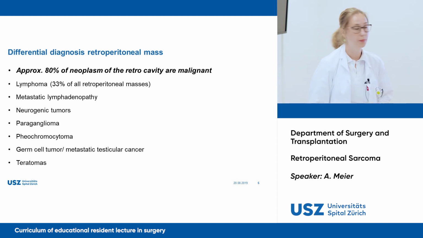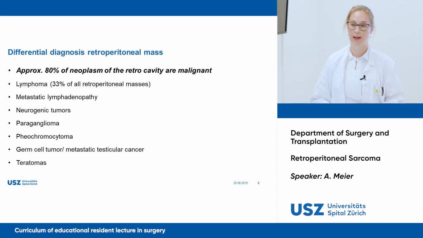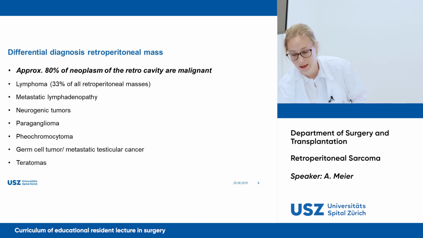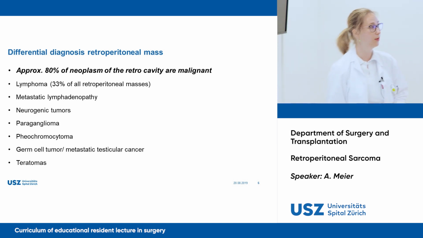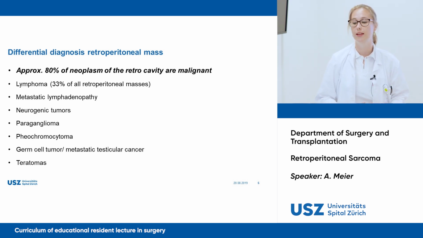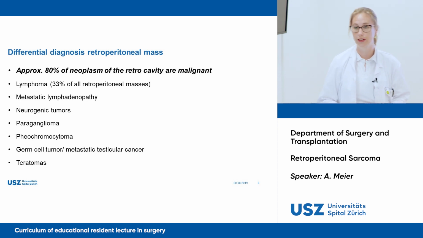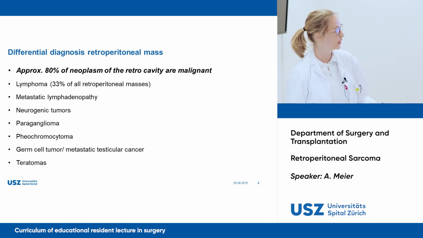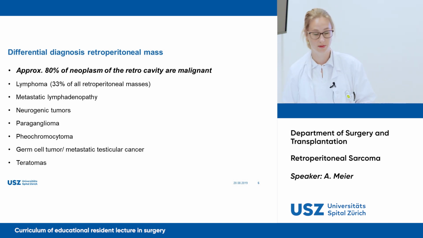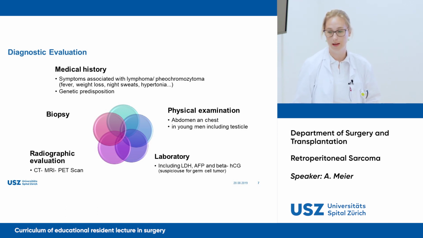The differential diagnosis of a retroperitoneal mass is really important because approximately 80% of all masses in the retroperitoneal cavity are malignant. So we have to think about what other diagnoses there could be. One is lymphoma: 33% of all retroperitoneal masses are lymphomas. There is metastatic lymphadenopathy, neurogenic tumors, paragangliomas, pheochromocytoma, which I think is one of the most important, and germ cell tumors, metastatic testicular cancer, and teratomas. This has to be kept in mind when we go to the diagnostic evaluation.